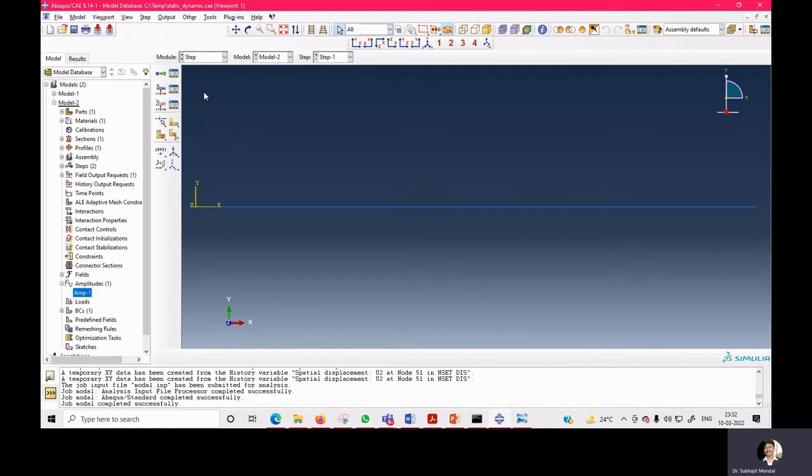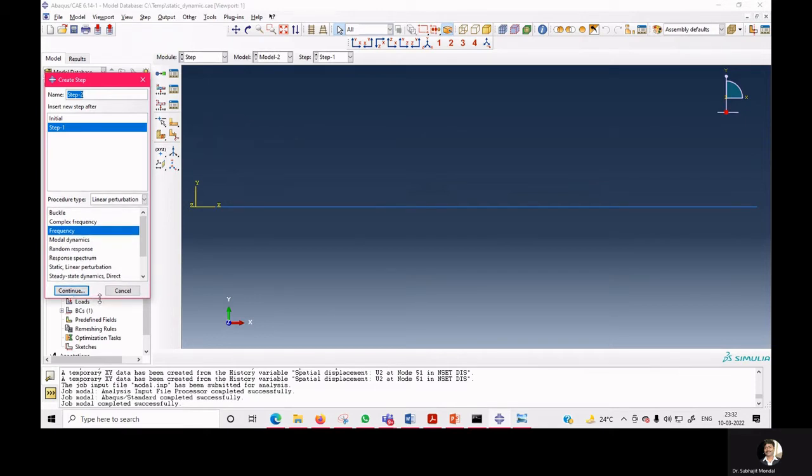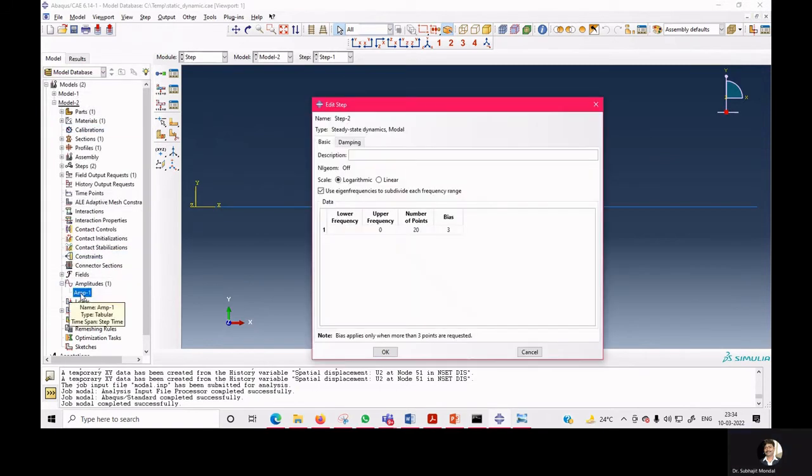In the step module, we are going to create one more step. Here we are going to perform steady state dynamic analysis. In the second step, we are going to select steady state modal. Here it says to use frequency to subdivide each frequency range. So I am writing the lowest frequency as 1 and the upper frequency as 250, with the number of points as 123.